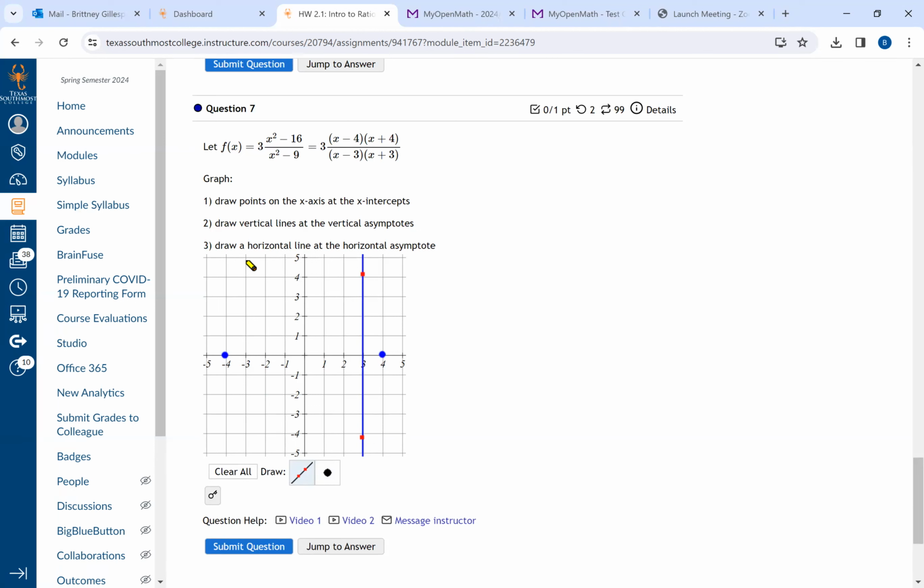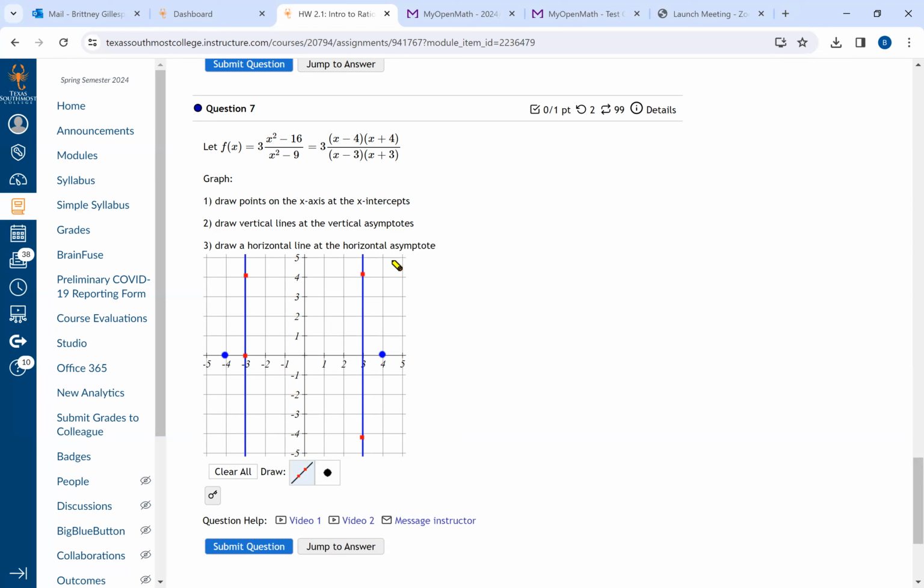My second one is at -3. So I go to, again, where x is -3, and then I plot anywhere on that vertical line. Doesn't have to be in the same spot. I just went up towards that way.